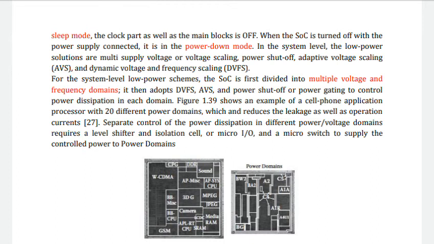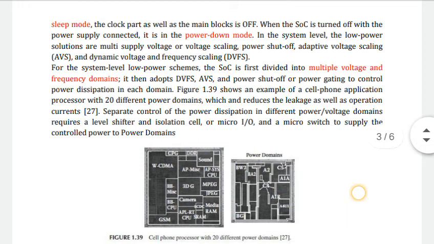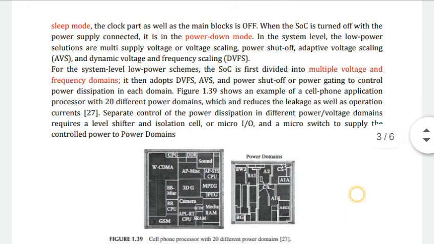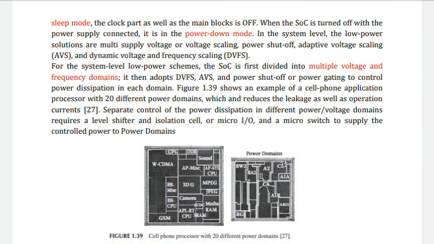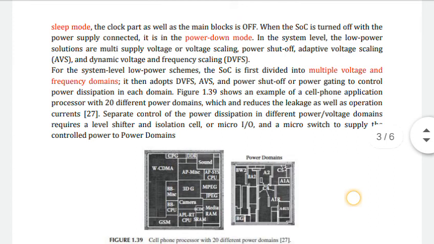At the system level, low power solutions are multi-supply voltages or voltage scaling, power shutoff, adaptive voltage scaling (AVS), and dynamic voltage and frequency scaling (DVFS). These are the low power solutions: DVFS, adaptive voltage scaling, power shutoff, voltage scaling, etc.